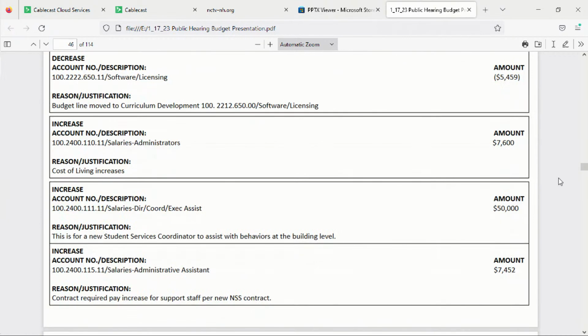In our software licensing, as we said earlier, that's moved over to curriculum development, 5459. Salaries administrator, cost of living increases $7,600. For our salaries, director, coordinator, and executive assistant. So that's our student services coordinator, $50,000 added to the budget.